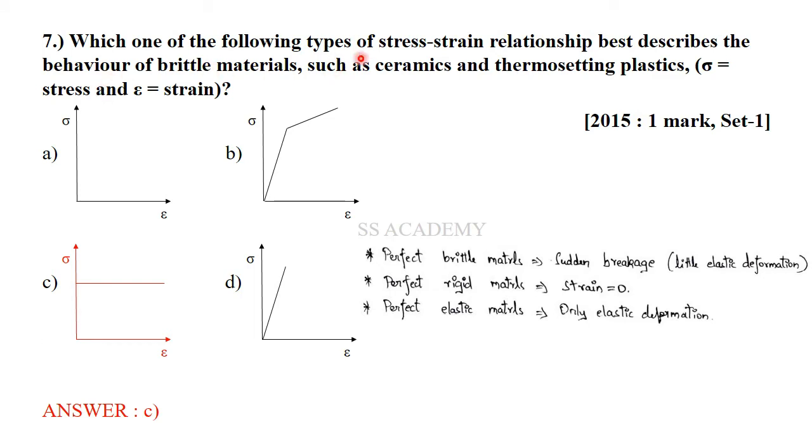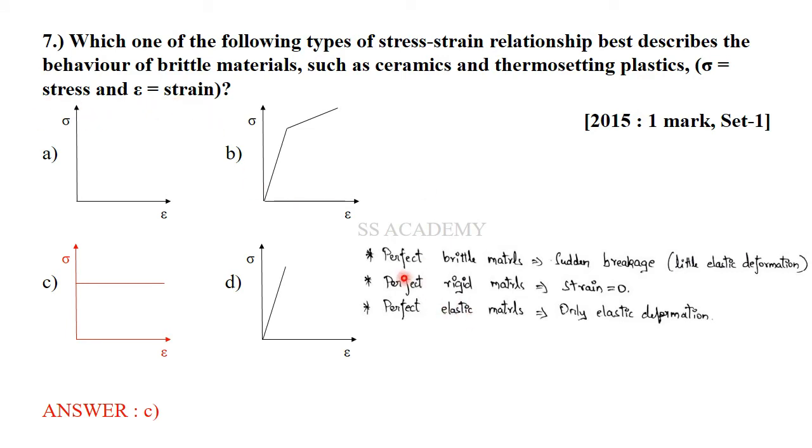Which one of the following types of stress-strain relationship best describes the behavior of brittle materials such as ceramics and thermosetting plastics? It is not just brittle materials, they have specifically asked about ceramics and thermosetting plastics. These are types of plastic materials. Sigma refers to stress and epsilon denotes strain.